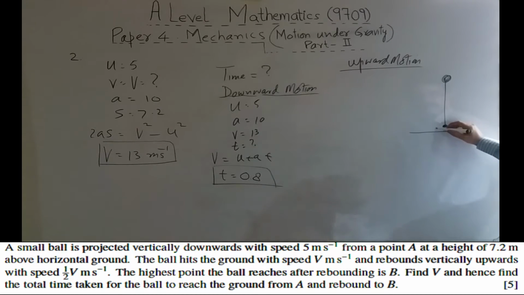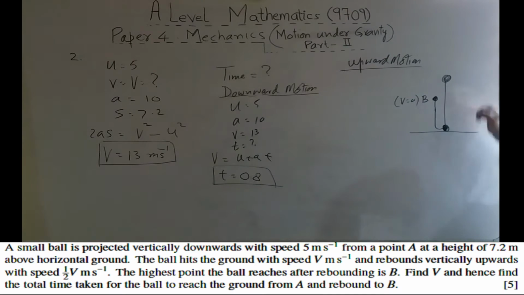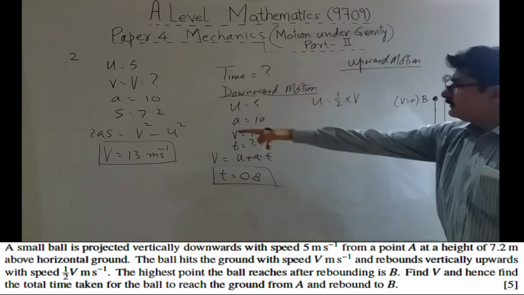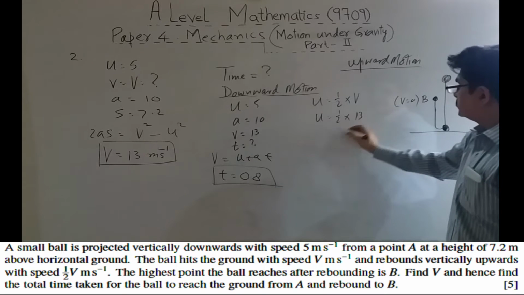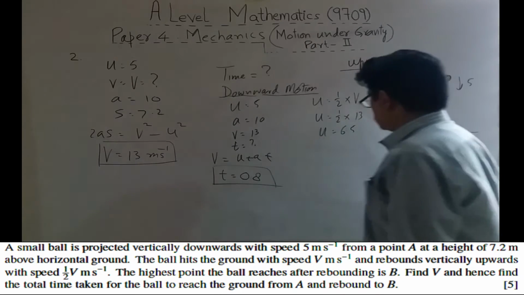from here it turns back and reaches the highest point, and this point is v. Here v will be of course 0, and initial velocity again is 5. But given that when it rebounds, then it moves upward with initial velocity u, half of that v. We have already calculated. So u is equal to 1/2 into 13. So your initial velocity will be 6.5.